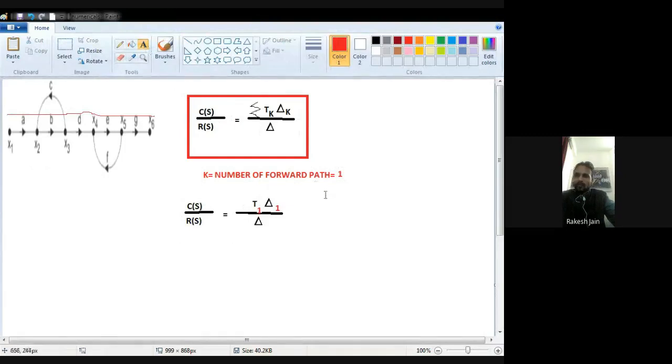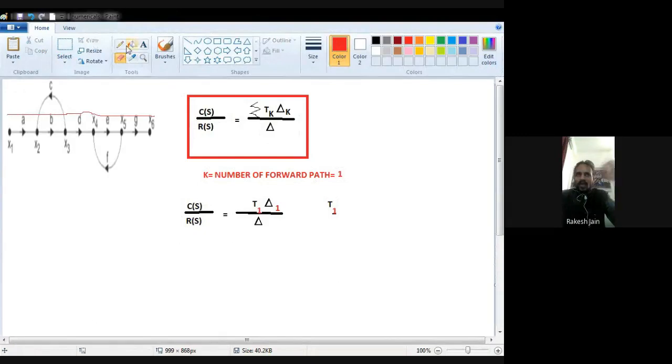Now I check what is T1. As I told you, T1 means the first forward path gain. How to find out the first forward path gain? To find out the gain of any forward path, you just see the forward path, and whatever the gain of each branch in that forward path, multiply with each other and write down. That will be the actual gain of that particular forward path.